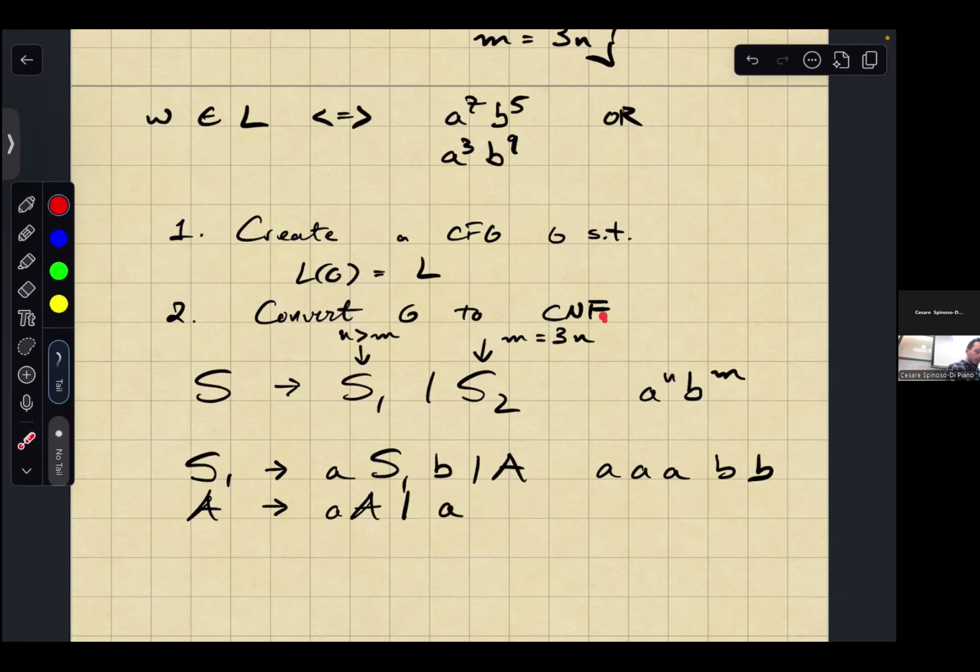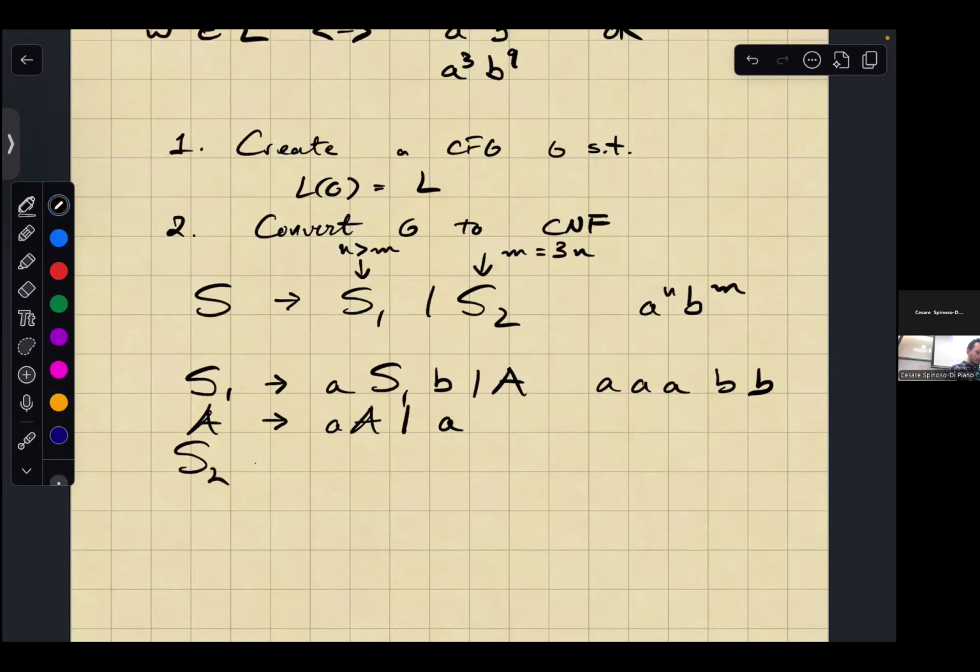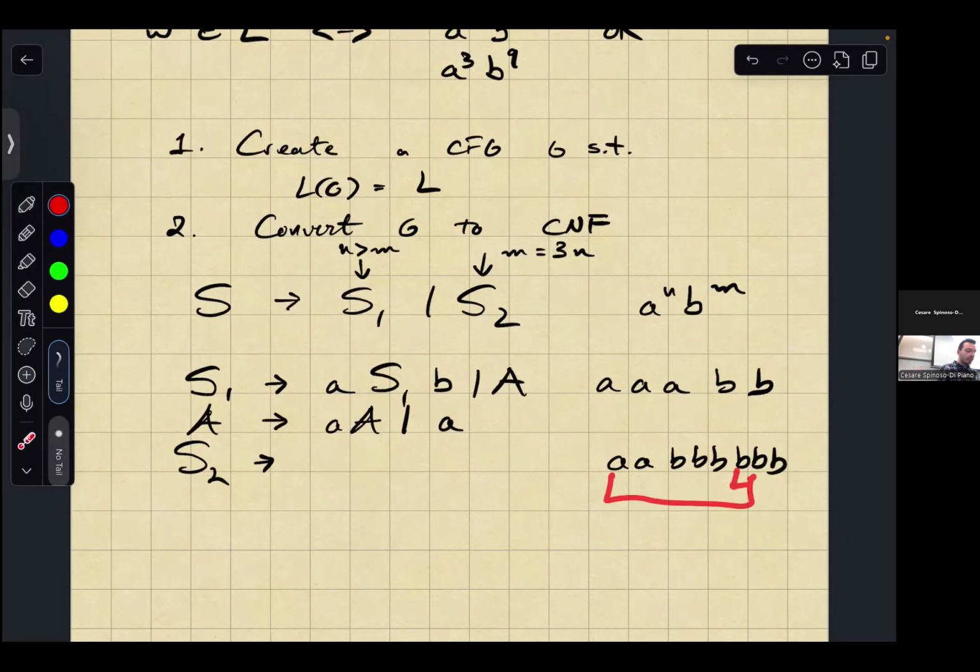The second part is when m is equal to 3n. So I'm going to generate that from S2. Now, what's an example string? Maybe, let's see, AA and then B to the 6, so B^6. So how am I going to ensure that for every A, I have 3 B's?